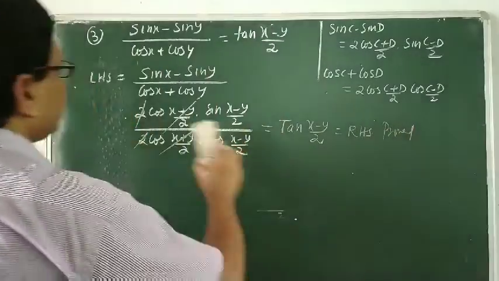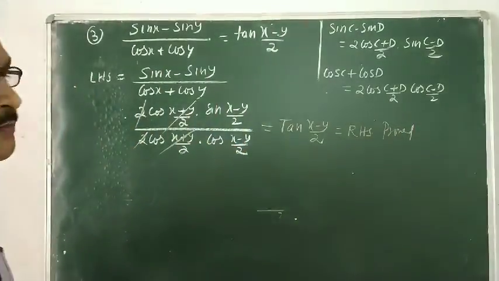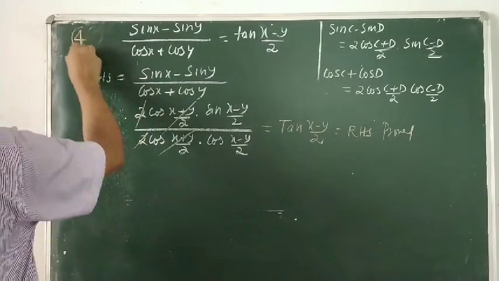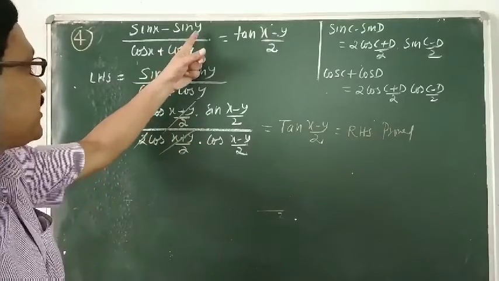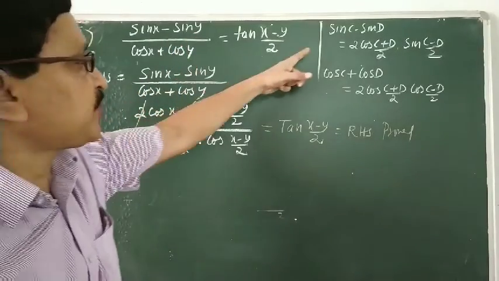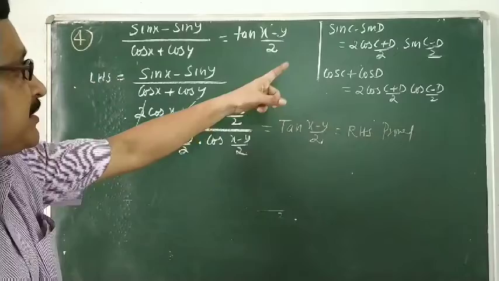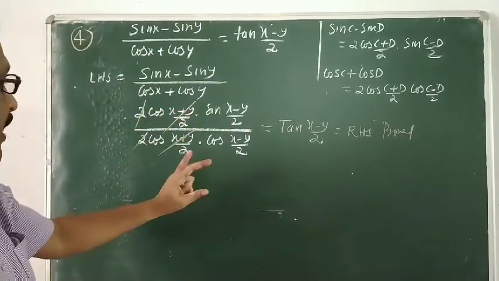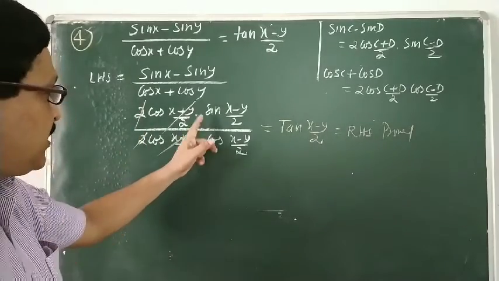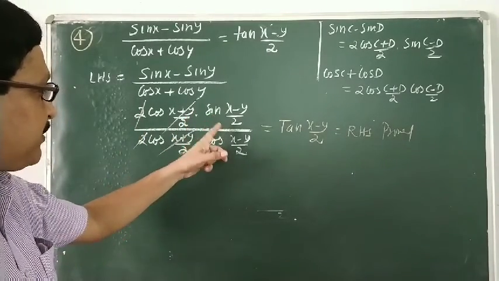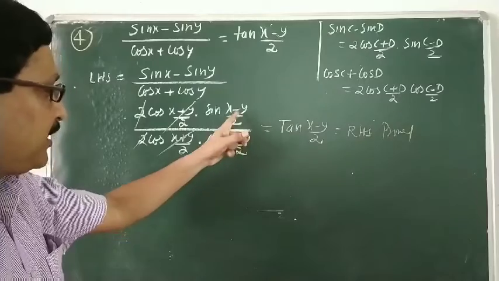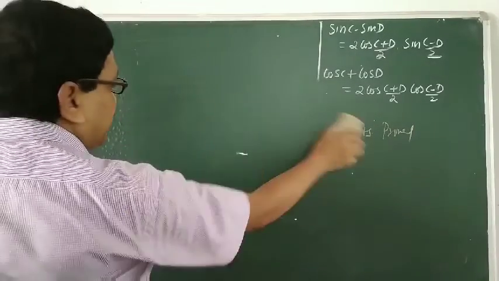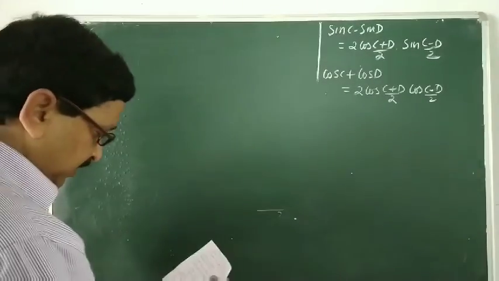Now you wait with patience. I am going to discuss the fourth problem. So just see, students, the fourth problem. This is sin x minus sin y by cos x plus cos y. You have to move according to the formula: sin c minus sin d, cos c plus cos d. The two formulas will be helpful to you to answer the question. The cancellation of terms is visible to you. Whatever you are left with, sin by cos is tan and the angle remains the same. So that's over, now moving toward the fourth problem, children.